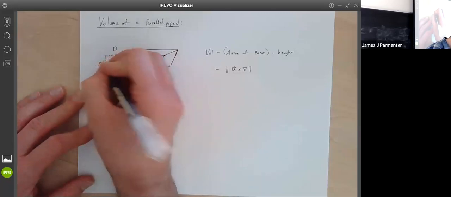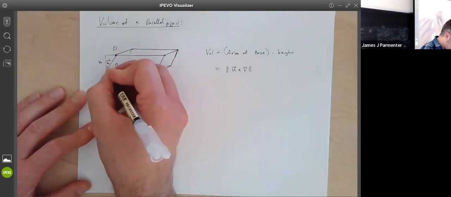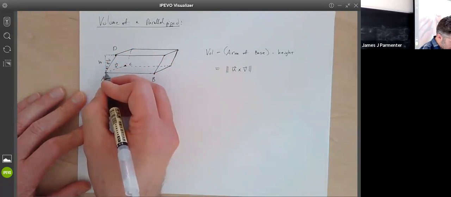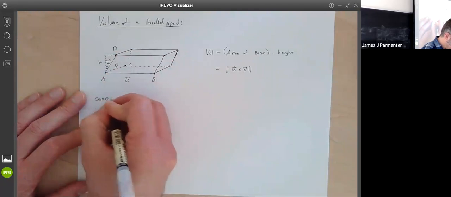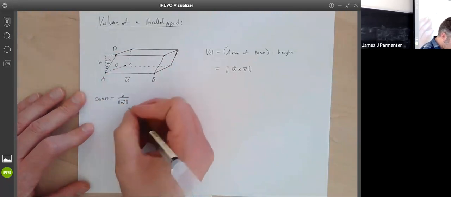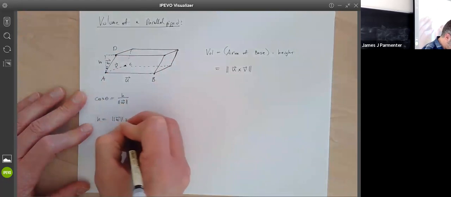So the height is that thing right there. If I want to think about the height, let's look at that angle for a second. It looks like cosine of that angle is the adjacent over the hypotenuse. So cosine of theta is the height divided by the magnitude of w. So the height is equal to the magnitude of w times cosine of theta.